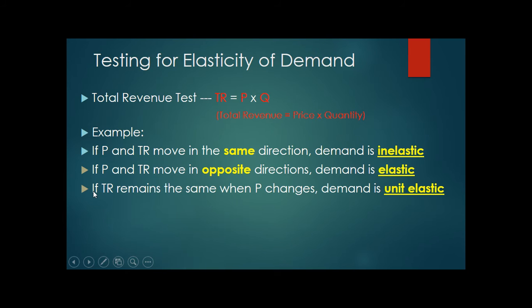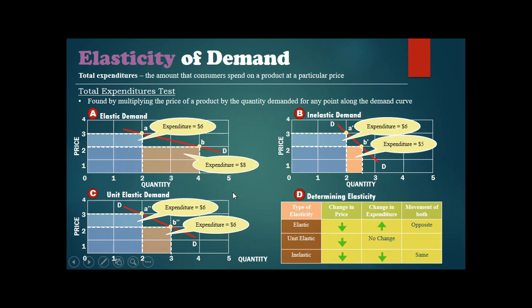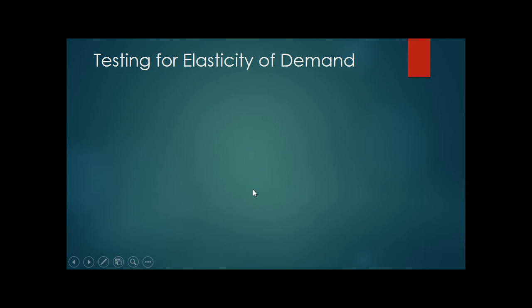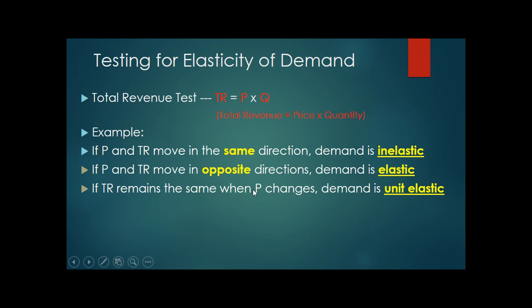Last one, if total revenue remains the same when price changes, demand is unit elastic. So this is this straight line sort of thing. From A to B, we have a $1 drop in price, and then $6 at A and $6 at B, because it's the same all the way along this line. And if we kept going, it would continue to be the same. We would find that our demand is unit elastic. Okay, so those are the things there.